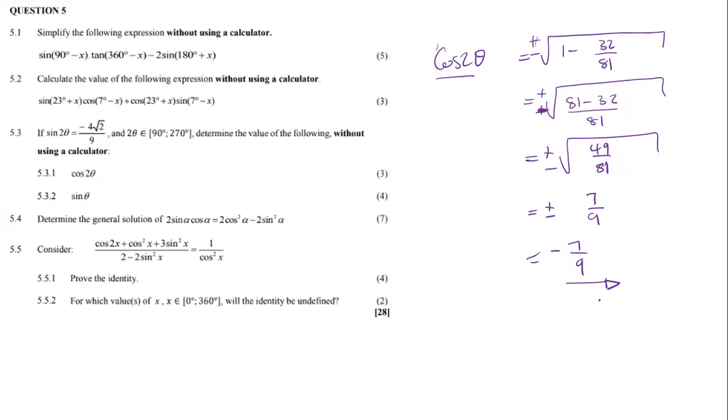And now we are heading to 5.3.2. It says we need to determine sine theta with all of that given information. Again, in this case, you're going to be obliged to use your identities. This is just for marks. You're going to have to use your identities, right?